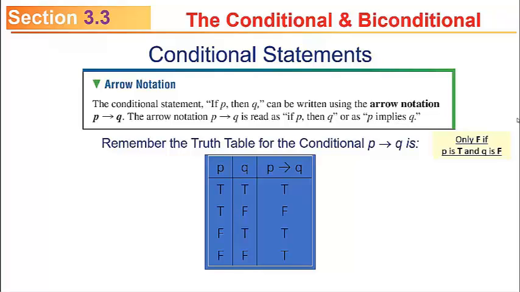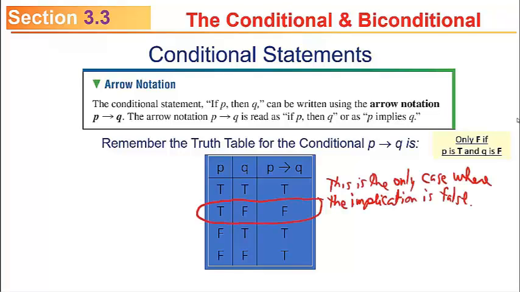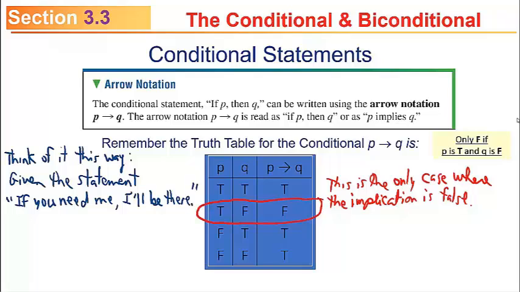And remember, the truth table for the conditional: it's only false if P is true and Q is false. Make sure you get that one right, because at least for me, that's the hardest one to remember. That's the only case where the implication is false. Sometimes I want to make sure I'm thinking about it right, so I'll make up a simple sentence.